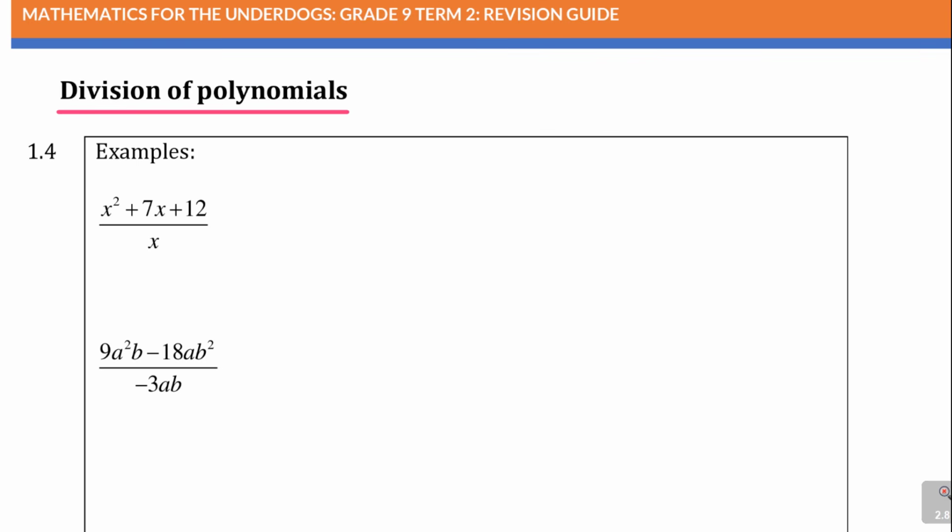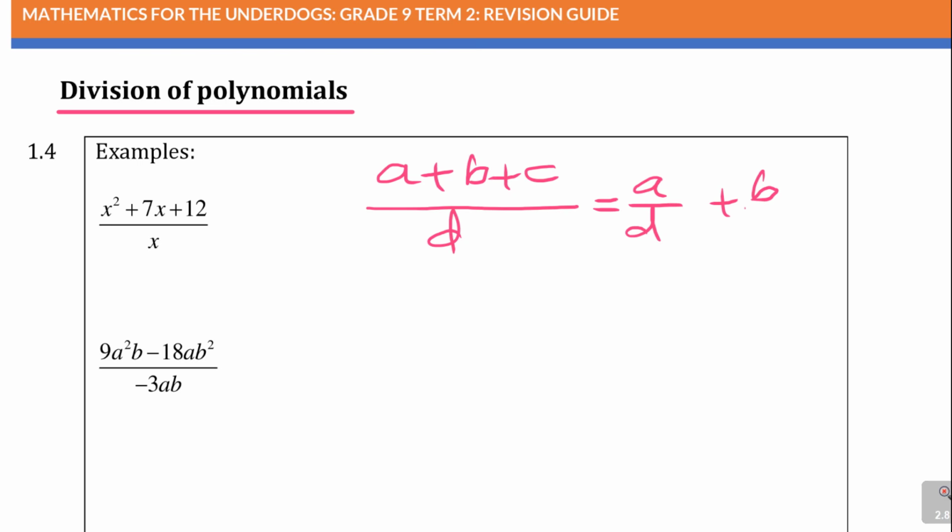What is it talking about? In here we are looking at an example: x squared plus 7x plus 12 divided by x. Let me just remind you, if you are given a plus b plus c and then you divide by d, you can write it as a over d plus b over d plus what? c over d. You are right, plus c over d.